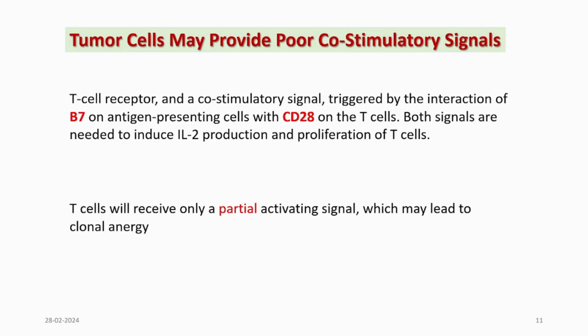So this co-stimulatory signal, this interaction, is also important. Both the signals are needed to induce the IL-2 production and proliferation of the T cell. Otherwise, the T cell will receive only a partial activating signal, which may lead to clonal anergy.